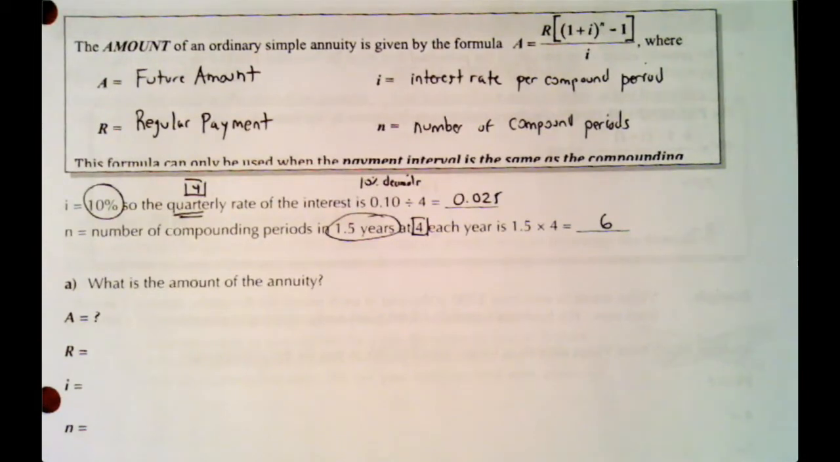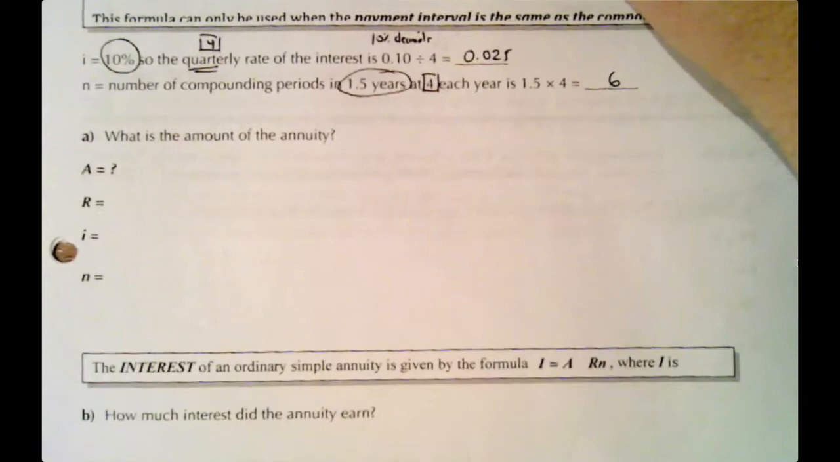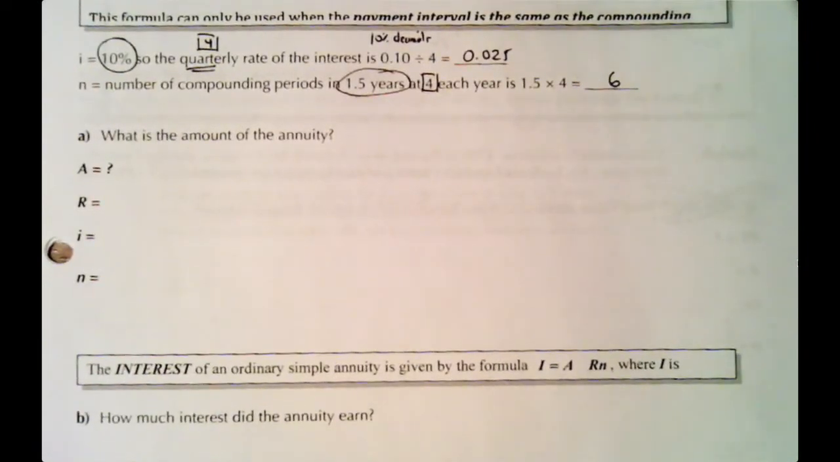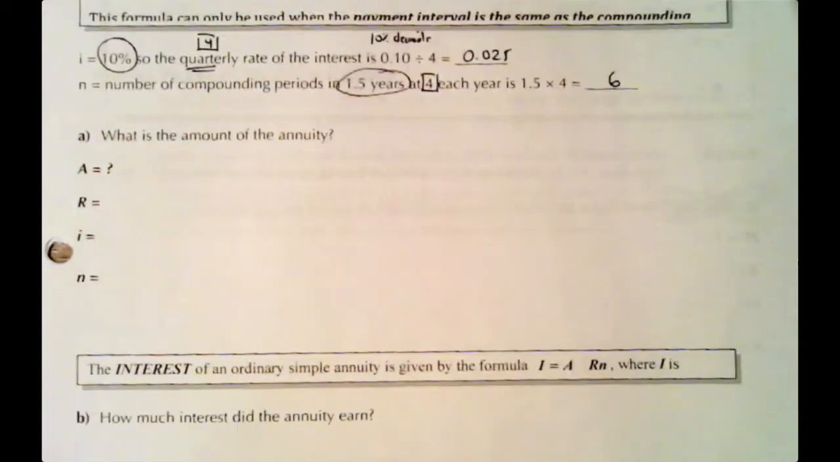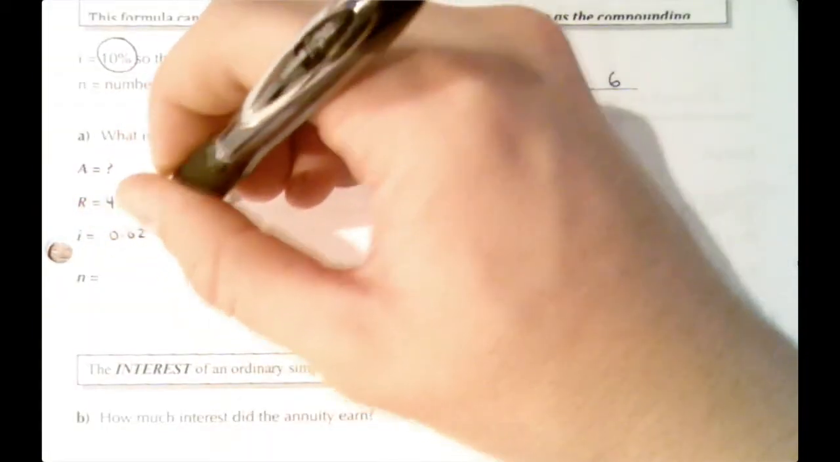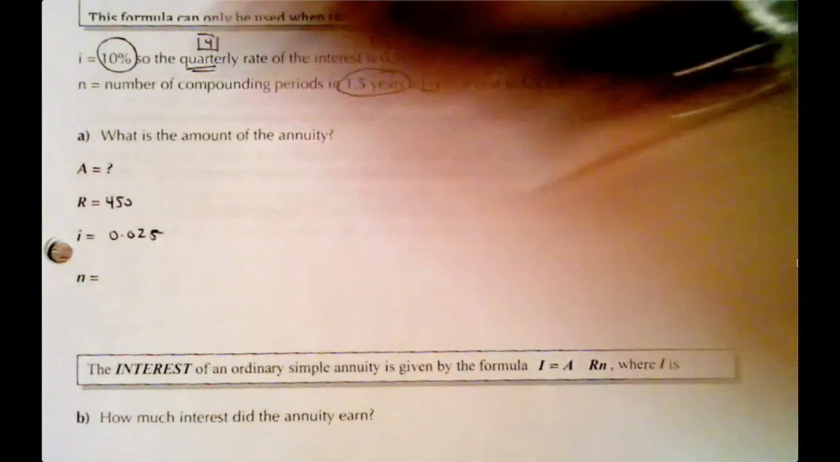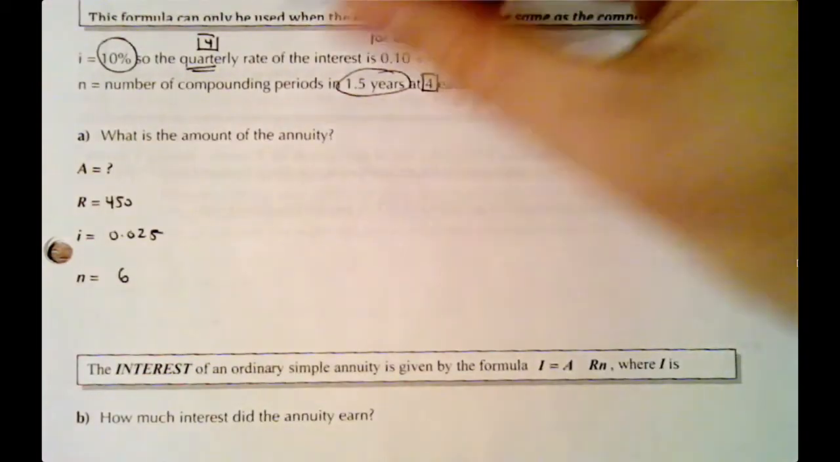But for now, we've got an I, an interest rate per compounding period of 0.025, and an N of 6. So let's write all the letters out. A, R, I, and N are our letters. R was the 450, that was the regular payment. I is the 2.5% as a decimal. And N is 6.